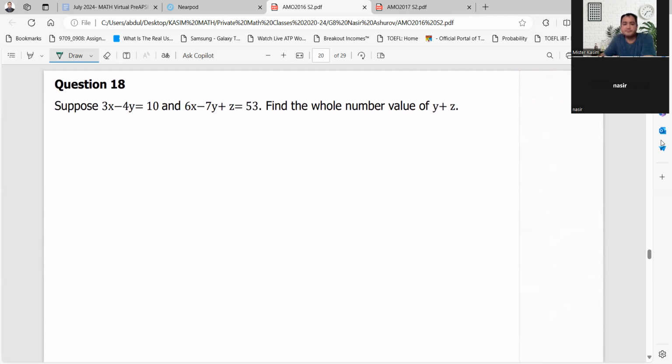Read the question. Suppose 3x minus 4y equals 10 and 6x minus 7y plus z is 53. Find the whole number value of y plus z. Okay, that's an easy question. I'll give it 90 seconds, okay? It's just about algebraic manipulation.